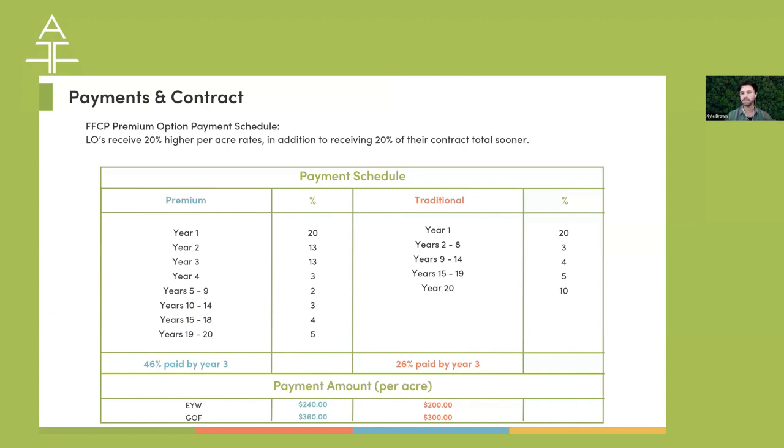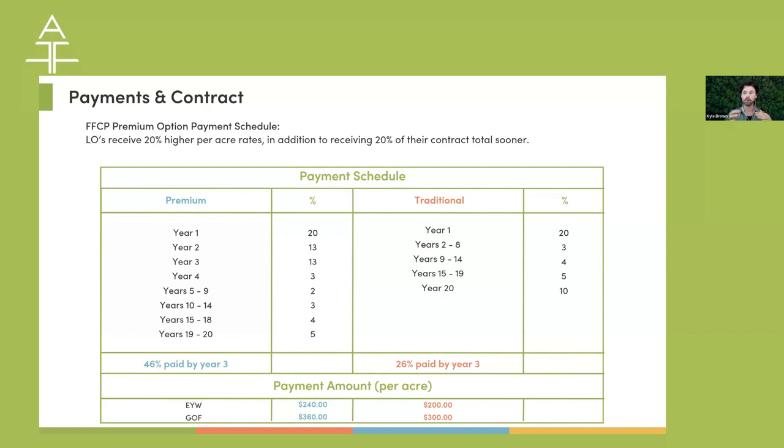So bear with me on this slide. It's a graph. There's a lot of numbers, but this is basically just showing you how much you can expect to be paid as a member of the Family Forest Carbon Program, and how much it differs between the premium option and the more traditional option, which I just mentioned. So as I said, landowners who enroll in our premium option will receive 20% higher per acre rates, in addition to receiving 20% of their contract total sooner.